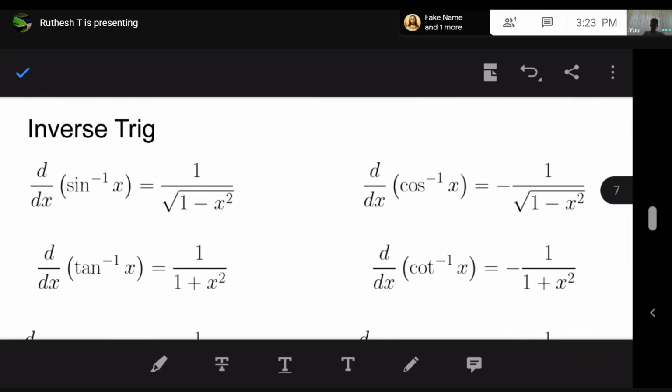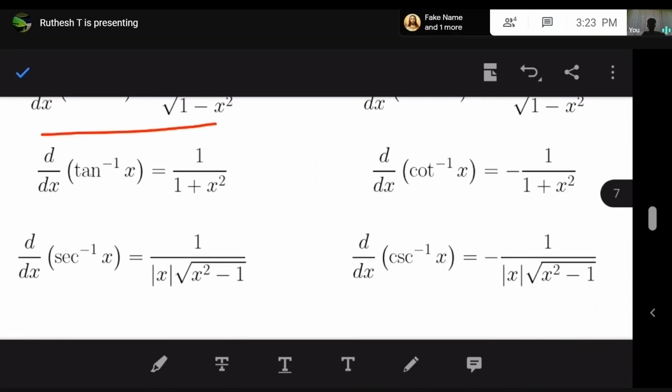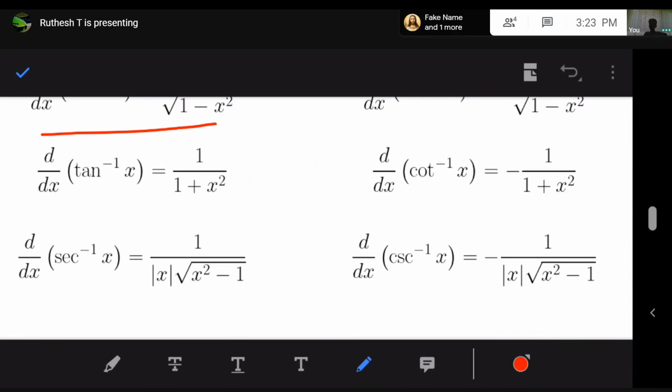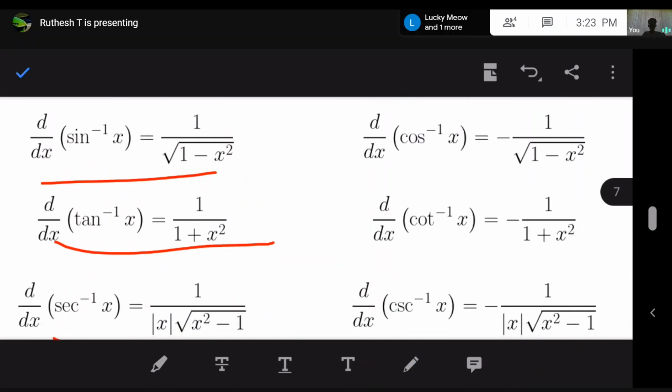So now we're going to move on to some inverse trig derivatives. So the first one you see here, derivative of sine inverse, is 1 over square root of 1 minus x squared. And then the second one, it's derivative of tan inverse, which is 1 over 1 plus x squared. And then secant inverse is 1 over absolute value of x times the square root of x squared minus 1. So like, that's a lot, right? That's a lot to remember.